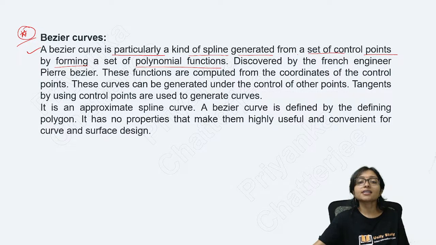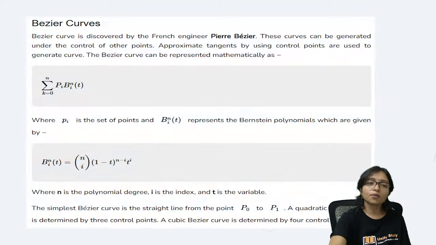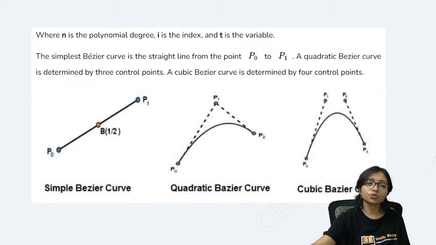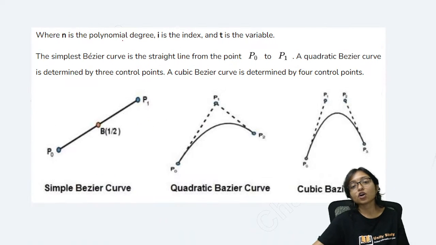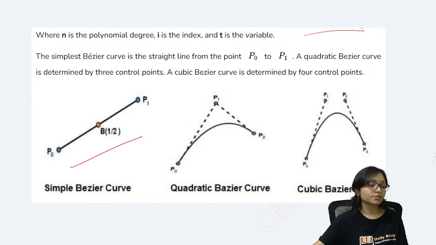Okay, what is the main concept of Bezier curve? Here I am showing you the main concept. The main concept of Bezier curve: you can see this is the simplest straight line, right? If I am taking a string, that is, this is a string.